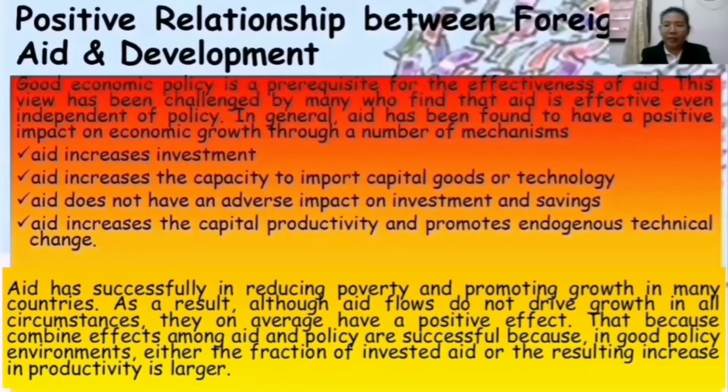In general, aid has been found to have a positive impact on economic growth through a number of mechanisms. That is, it increases investment, increases the capacity to import capital goods or technology, does not have any adverse impact on investment and saving, and also increases capital productivity and promotes endogenous technical change. It has also been successful in reducing poverty and promoting growth in many countries as a result. Though aid flow does not drive growth in a circular way, on average it has a positive effect. That is because the combined effect of aid and policy is successful: in a good policy environment, the function of the investment or the resulting improvement is largest.